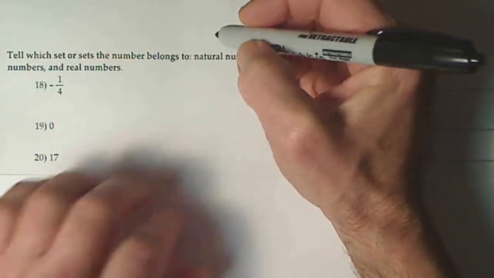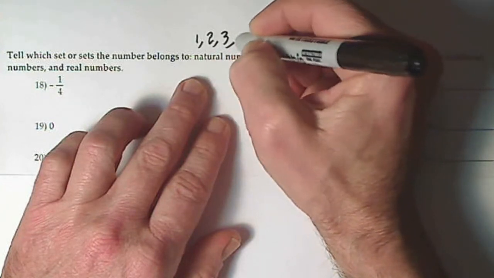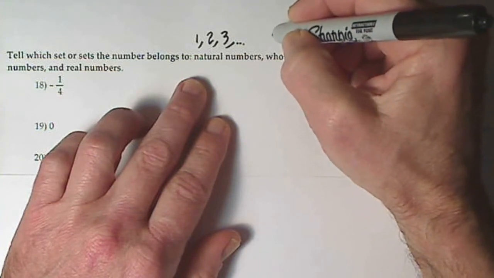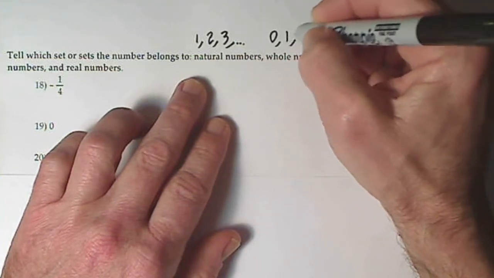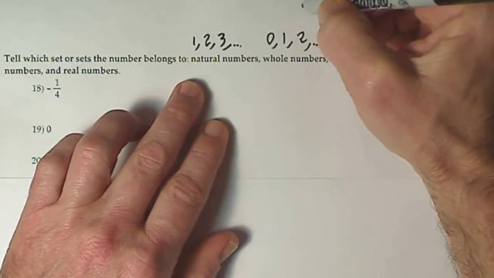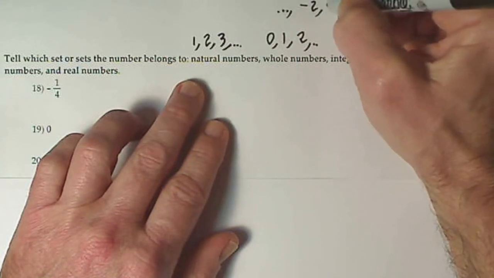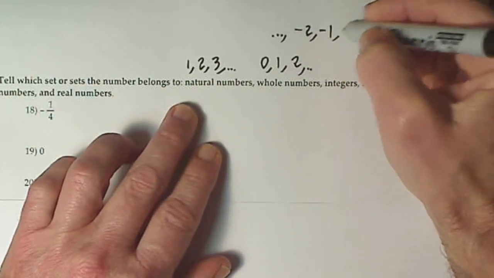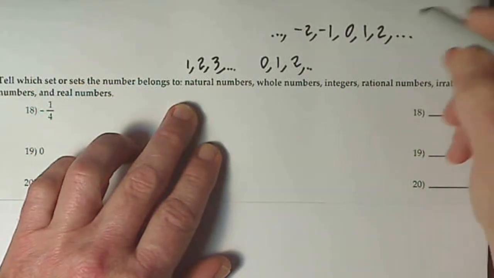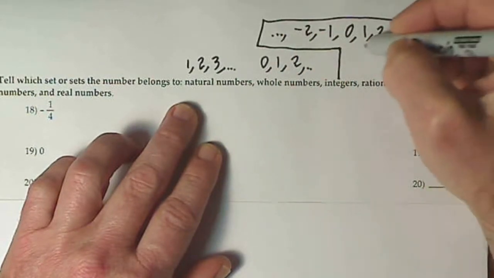Natural numbers, those are the first ones that humans invented. So that would be 1, 2, 3, and that keeps going. Whole numbers, they finally decided to include the number 0, and then 1, 2, and that continues. Integers, this includes our negative numbers, so I should put ..., -2, -1, 0, 1, 2. This is an example of integers.